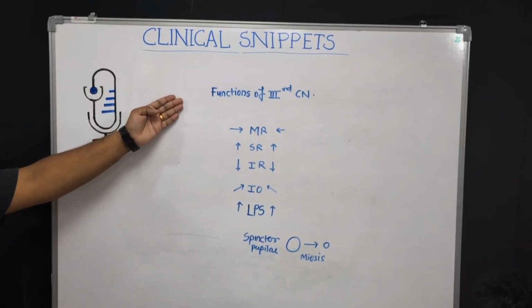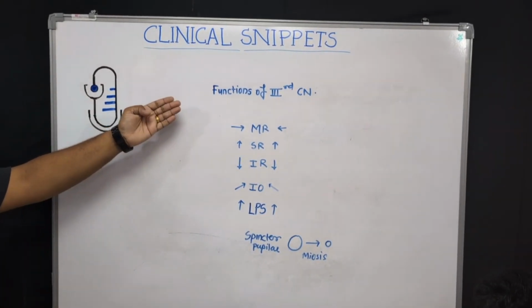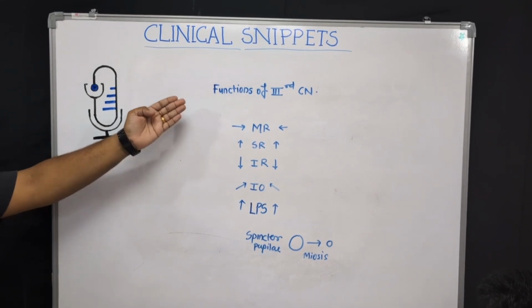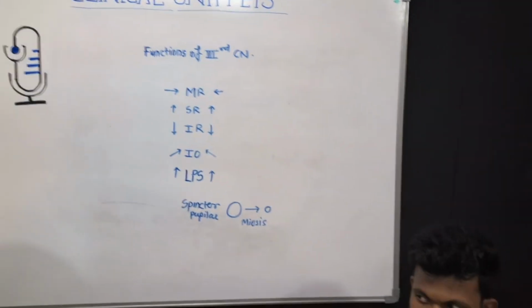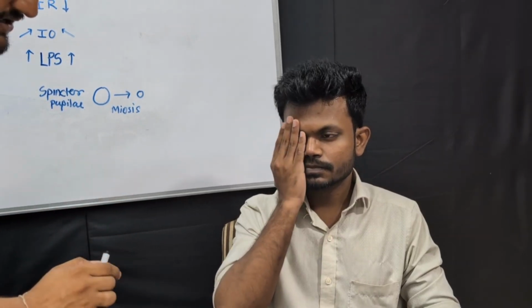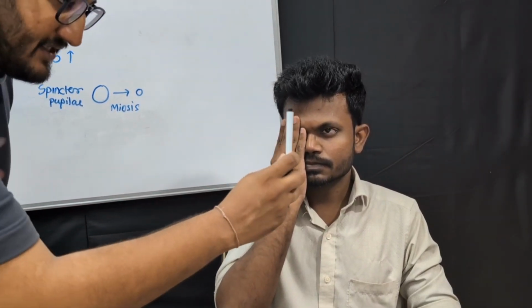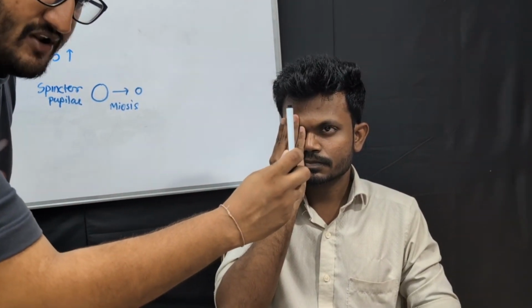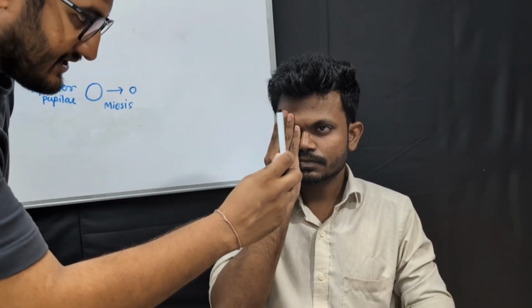Let us see the functions of the third cranial nerve. We will be testing the function of the third cranial nerve, one muscle at a time. Ask the patient to close one eye and focus on the pen. We will be checking the function of medial rectus in the left eye. Now ask the patient to close the left eye. We will be checking the function of medial rectus in the right eye.